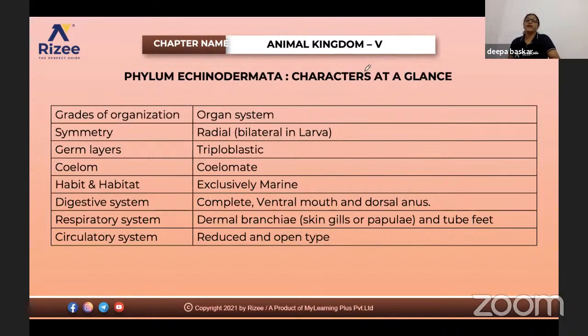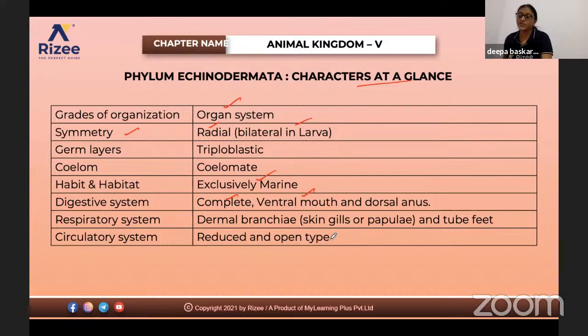Yes, the characters at a glance. Grade of organization is organ system level organization, and symmetry is bilateral in larva and radial in adults. Germ layers are triploblastic, coelomate, habitat exclusively marine, and the digestive system is complete. Mouth is placed below and anus placed above. Respiratory system, again, many respiratory structures are present, and again the circulatory system.